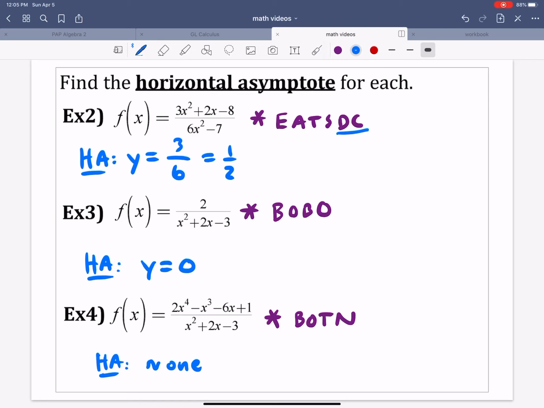Okay? All right, so we found the vertical asymptotes. Remember back to that, vertical asymptotes. We set the denominator equal to 0 and solve for x. For the horizontal asymptotes, we use these acronyms, BOBO, BOTN, EATS, DC, to help us figure out the horizontal asymptotes.